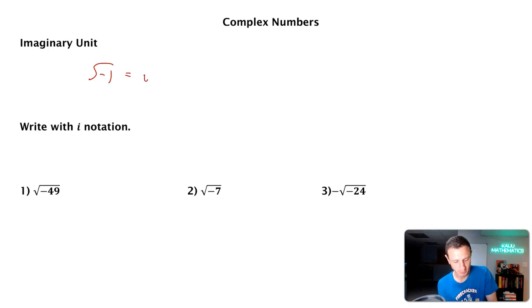That is equal to i. i is an imaginary unit. Also, i squared is equal to -1. So there's just some things you want to know about i and working with i, the imaginary unit, and how it affects the radicals. So let's just go through some examples.